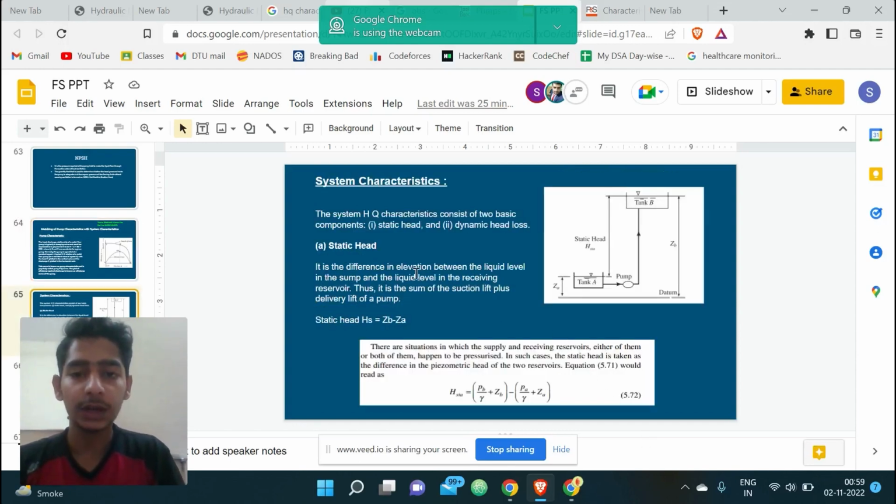Here, the system characteristic is based on two basic components: static head and dynamic head loss. Static head is the difference between the elevation of tank B and tank A, which is ZB minus ZA in this case. Sometimes the tanks can be pressurized, and so the piezometric heads of the two reservoirs are taken. The difference of the piezometric heads gives us the net head, which is given by the expression shown in the figure.